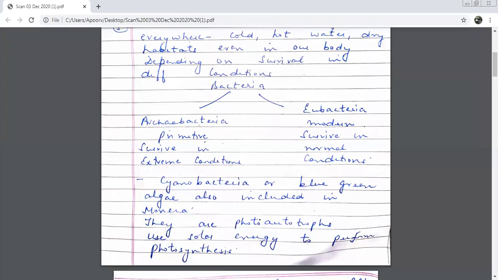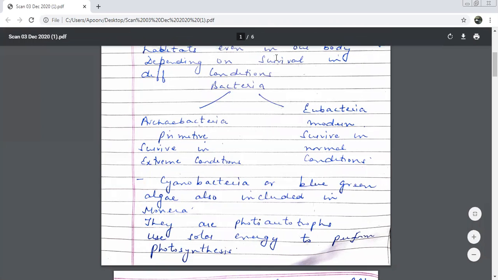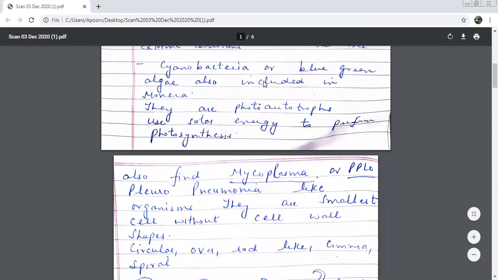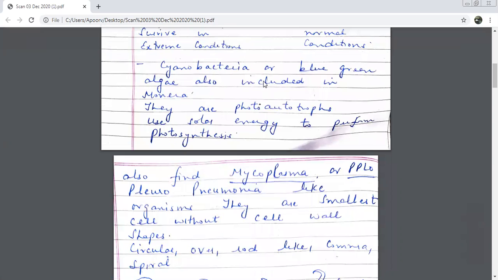What two color pigments will you find in cyanobacteria? Blue and green. They are also known as photoautotrophs because they already have the green pigment and because of solar energy, they can perform photosynthesis. Now we are coming to the fourth most important member of the Monera family.